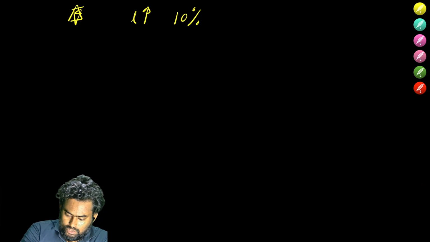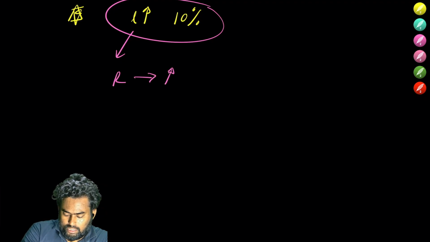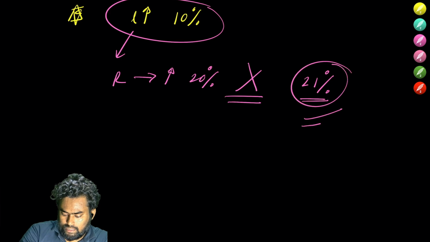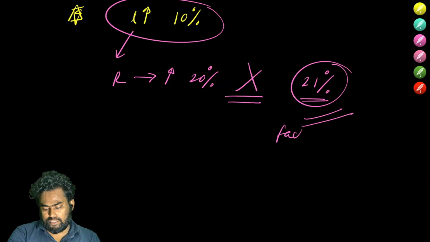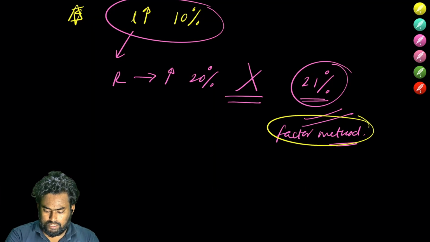Similarly, if length is increased by 10%, by the error method resistance should increase by 20%, but this is the wrong option. The right option is 21%, because we apply the factor method here. While applying the factor method, you will get 21%. Keep it in mind.